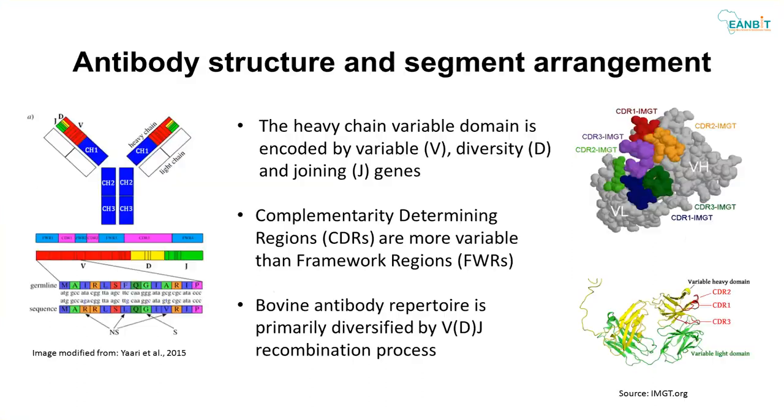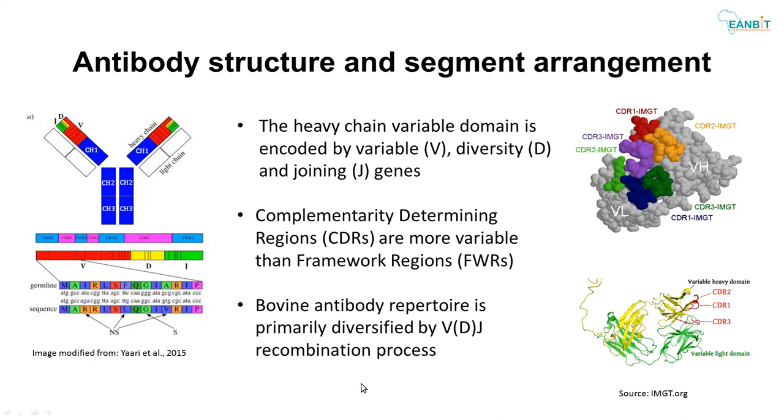Antibodies are critical molecules of the adaptive immune response of vertebrates. On my left here is a structure of an antibody that is comprised of the variable region as well as the constant region. The variable region is normally encoded by the variable gene V, diversity D, and joining genes J, and it is also composed of three complementarity determining regions, which are more variable than the framework region. Normally the variable domain is directly involved in the attachment of the antigens.